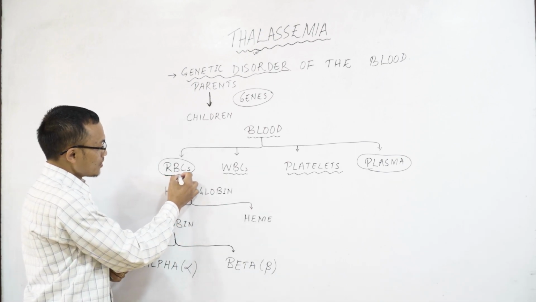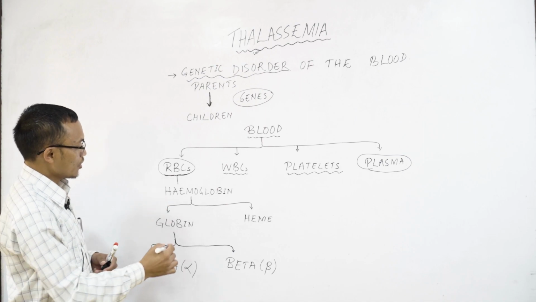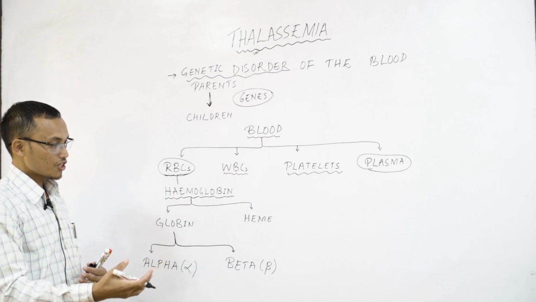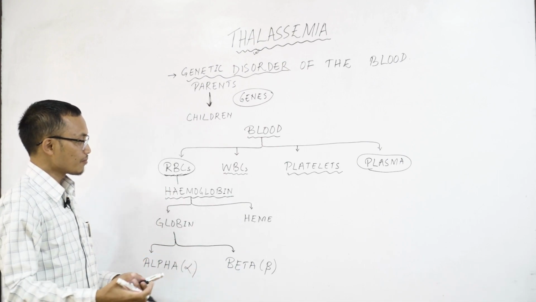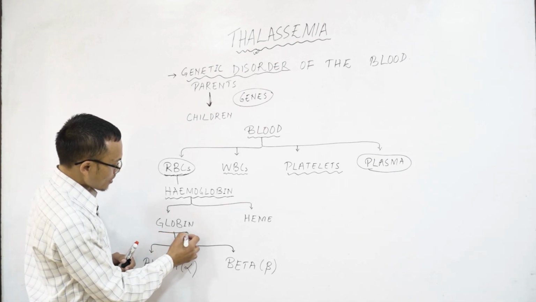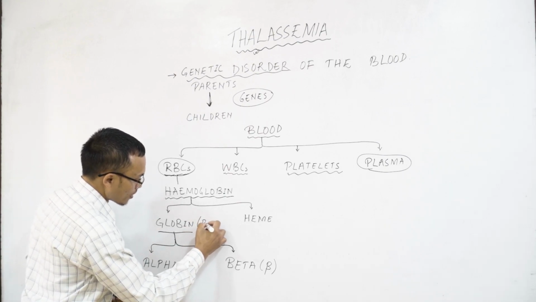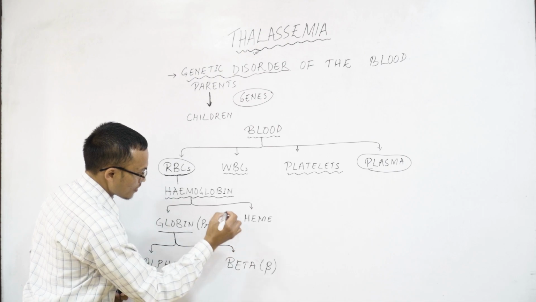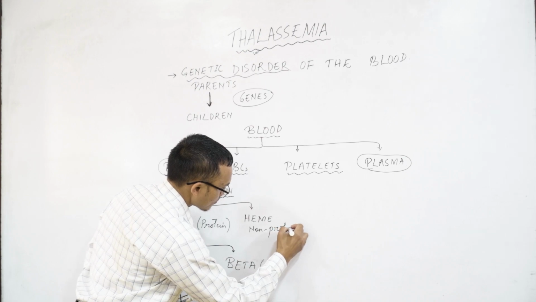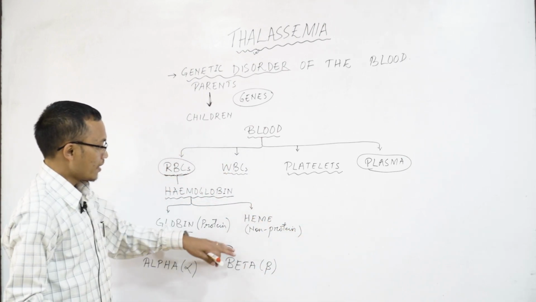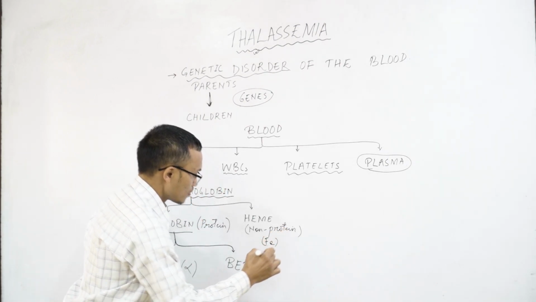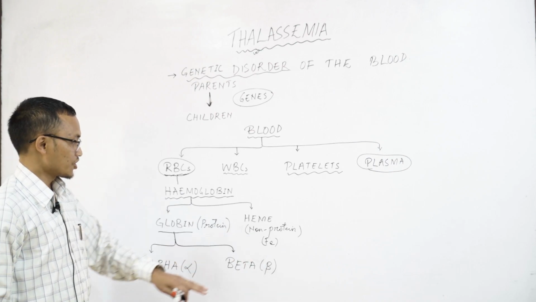Now in the RBC, we have the hemoglobin, which is the molecule responsible for binding to oxygen and carrying and delivering that oxygen into the different parts of the body. Hemoglobin is made up of two components: the globin, which is the protein part, and the heme group, which is the non-protein part. And in the center of the heme group, we have iron, which is important in the binding of oxygen.